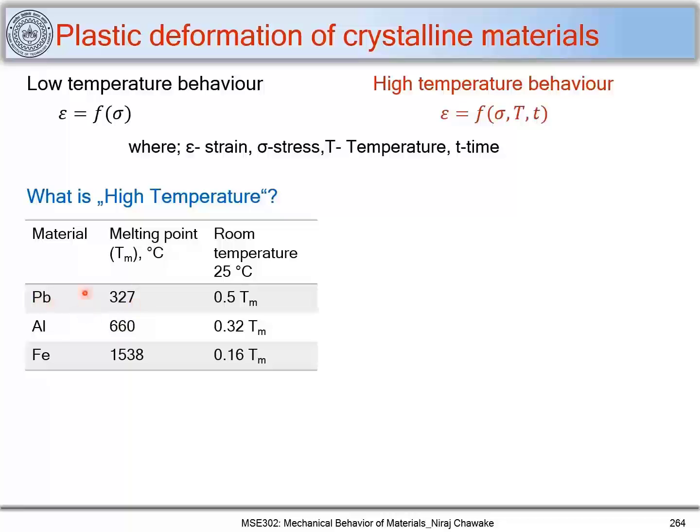327 degrees Celsius for lead, aluminum 660 degrees Celsius, and iron is 1538. Let's consider a room temperature, which is 25 degrees Celsius. You have to convert the melting points into Kelvin, and then see what the room temperature is for them. For lead it comes out to be 0.5 Tm, for aluminum it comes out to be 0.32 Tm, and for iron it comes out to be 0.16 Tm, where Tm is the melting point of these alloys in Kelvin.